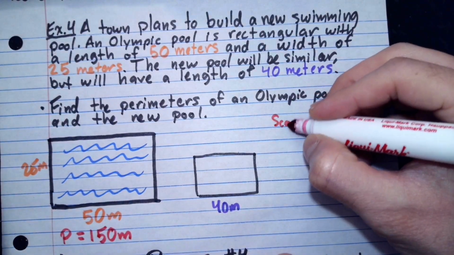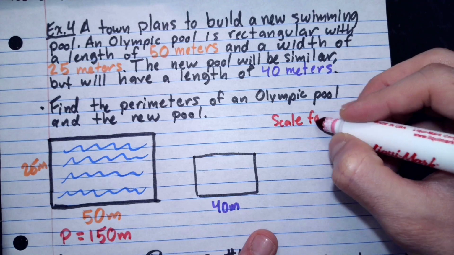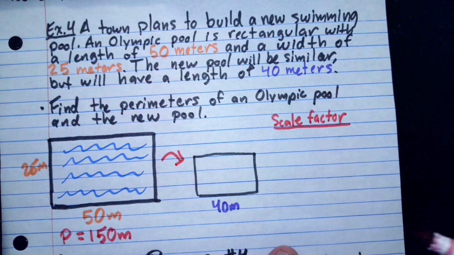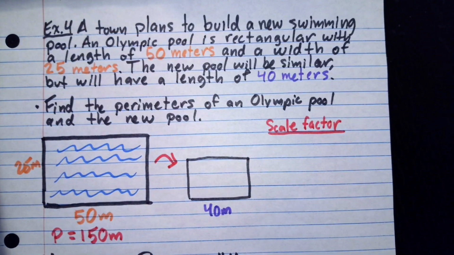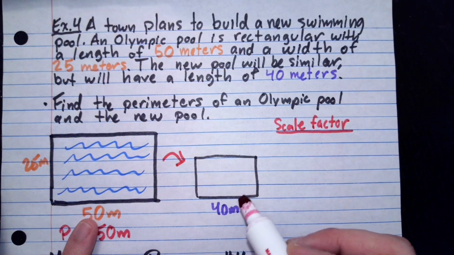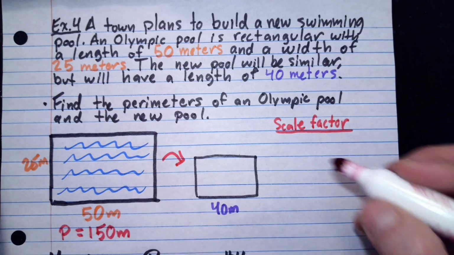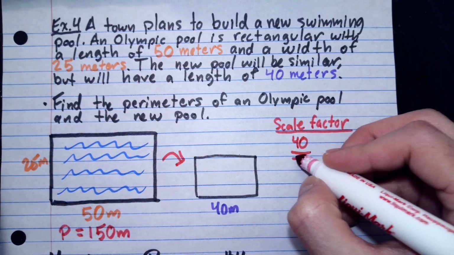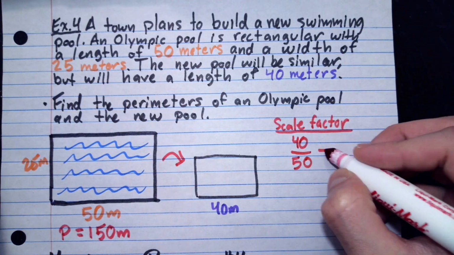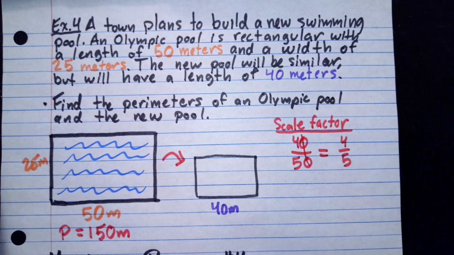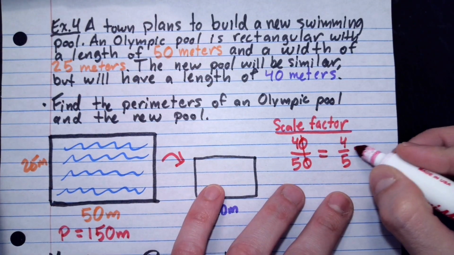Scale factor, just like in the warm-up problem. Because we want to go from big to little, our scale factor has to be less than 1. So, if I put a ratio of corresponding sides, this side corresponds to this side. So the scale factor should be 40 divided by 50, which actually simplifies to 4 over 5. So this is my scale factor K.